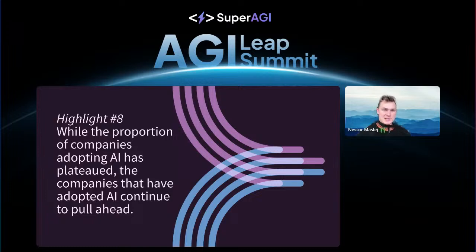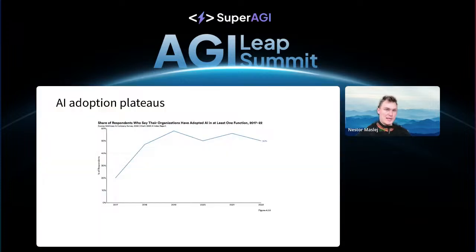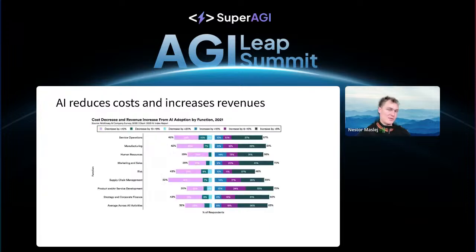The eighth highlight is that while the proportion of companies that adopted AI has plateaued, the companies that have actually adopted AI continue to pull ahead. So if you look at data from McKinsey, the number of organizations that report using AI in at least one function has plateaued at a fairly level 50%, whereas there is data, however, from people that actually use AI in their business processes, that AI is actually tangibly leading to cost decreases and revenue increases across a diversity of activities.